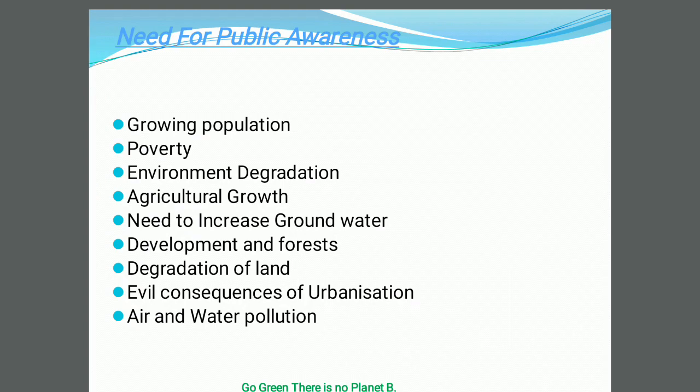Environmental degradation. We are also going to study this point. Then agriculture growth. Use such agriculture practices which will never affect the environment and which will also improve the soil quality. Need to increase groundwater. It is essential to restore water quality.